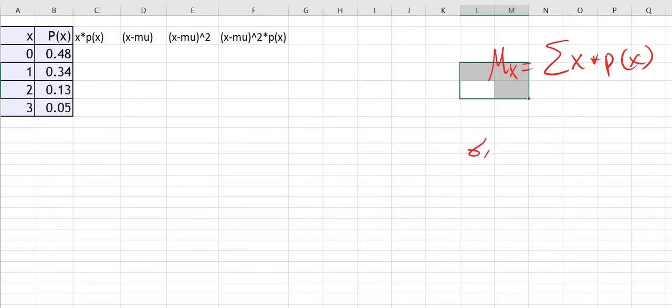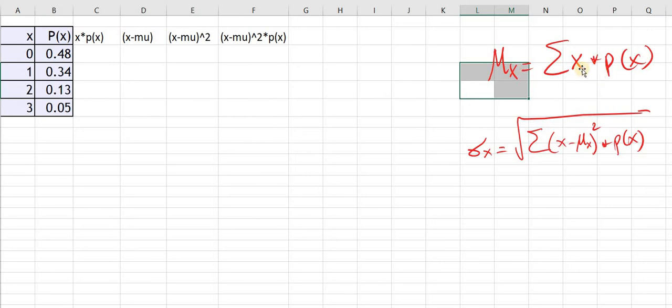And then the standard deviation is equal to the square root of the sum of (x minus mu) to the second power times p of x. So I'm going to do the mean first, and then I will show you how to do the standard deviation.